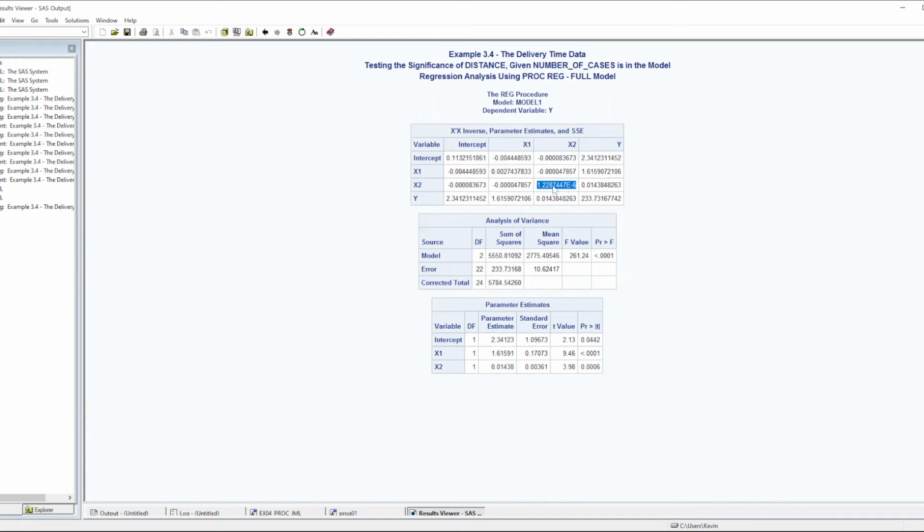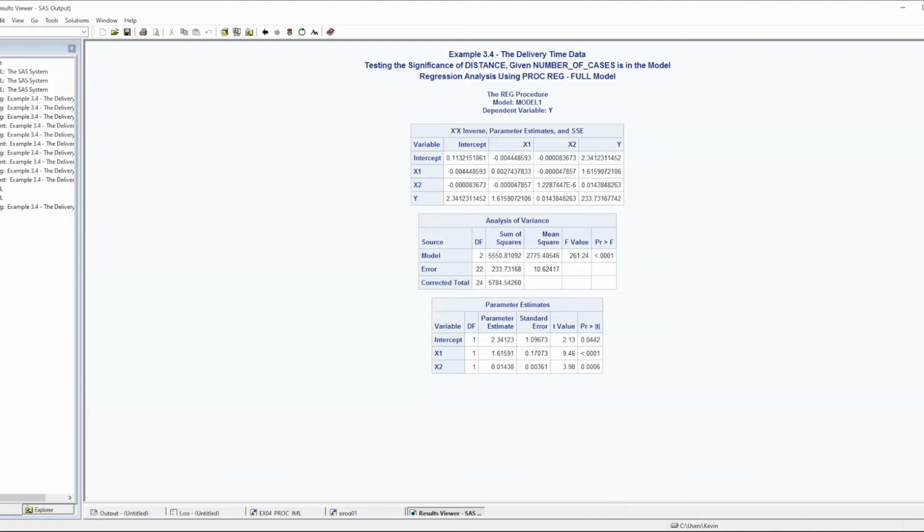Actually, I need to back up. That's not quite correct. I need to multiply that matrix by sigma hat squared, which is provided by the mean squared error. When I do that, that gives me the estimated covariance matrix of beta hat, and then I would use the product of the MSE and this quantity. That gives me the estimated variance of beta 2 hat. Then I take the square root of that to get the estimated standard error of beta 2 hat.